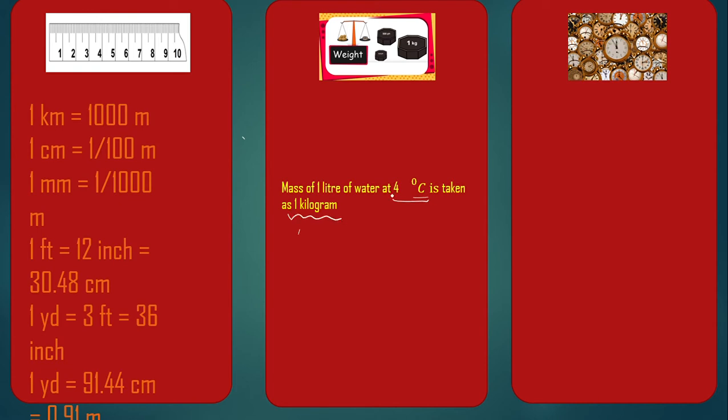Why 4 degrees Celsius? Because the density of water is maximum at 4 degrees Celsius. That's why we take it at 4 degrees Celsius. The water has maximum density, hence we take it at 4 degree. 1 liter water at 4 degrees Celsius will give you a mass, and that mass is what you use as 1 kilogram, the bar of 1 kilogram.